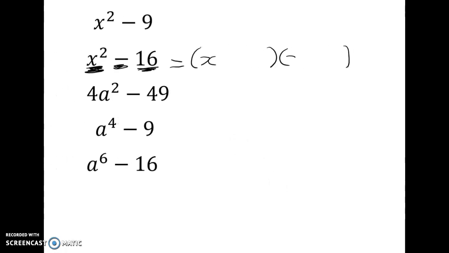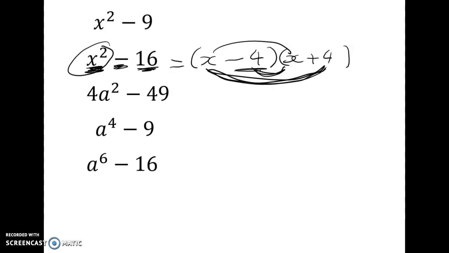It's going to be x times x, because that will give me x squared, minus 4 here, and plus 4 here, right? And I've already gone through how that expands back, but just one more time. We get x squared minus 4x plus 4x, so they disappear, and then take away 16.